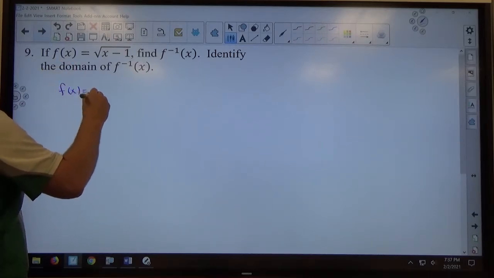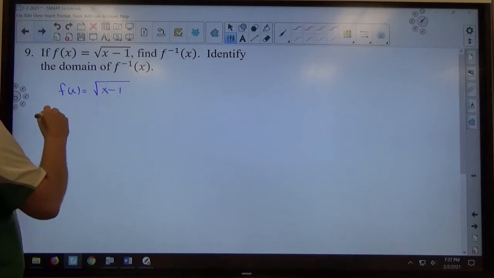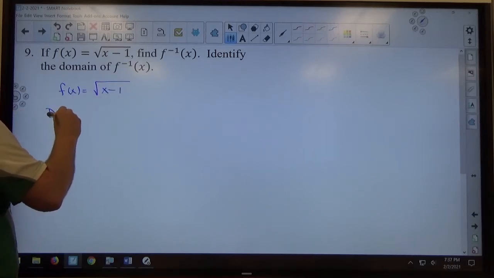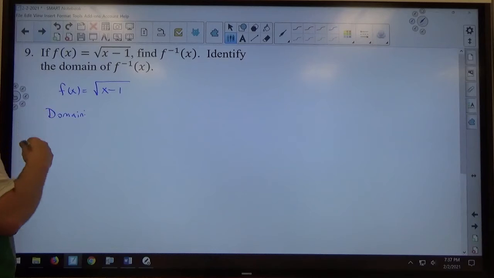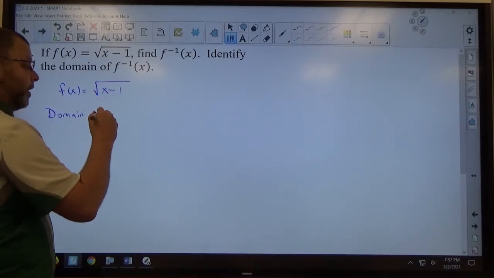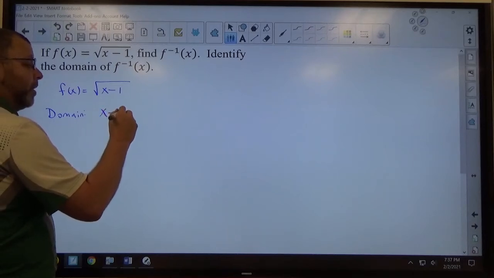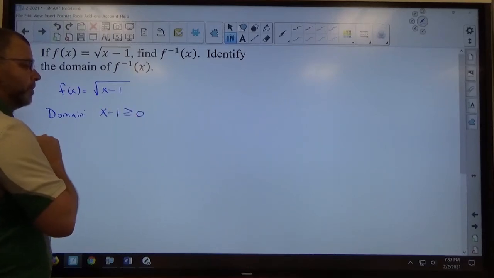f of x equals the square root of x minus 1. If I look at the domain of this function, recalling the rules for domain at this point in our class, we are not allowed to take the square root of a negative number. We are not allowed to divide by 0. So I see a square root. I know that I cannot take the square root of a negative number, which means x minus 1 has to be greater than or equal to 0.